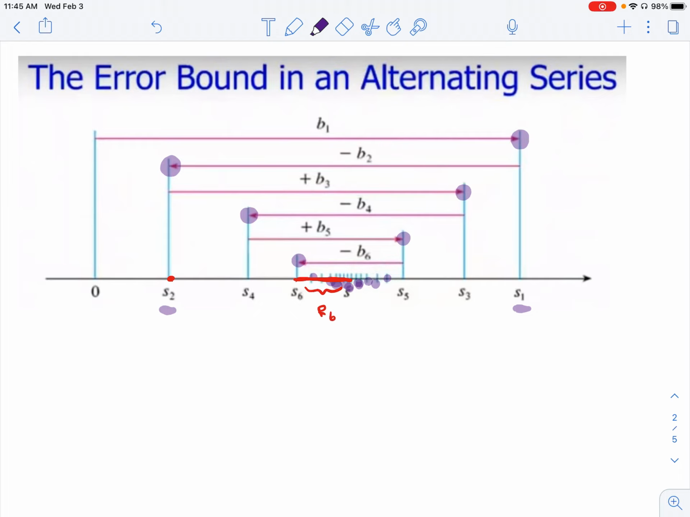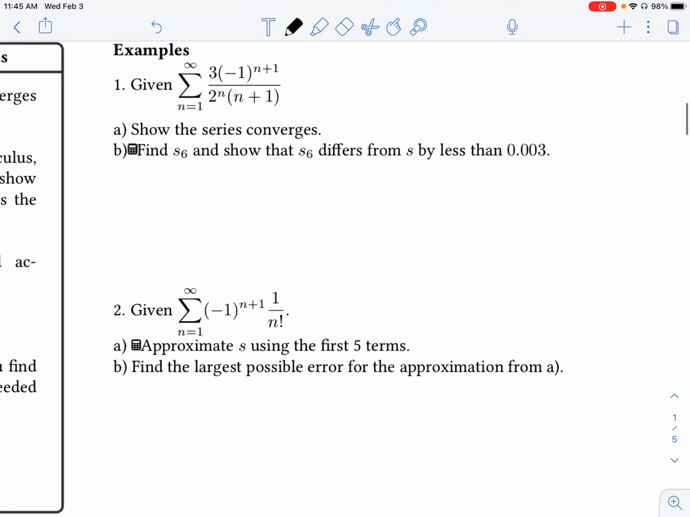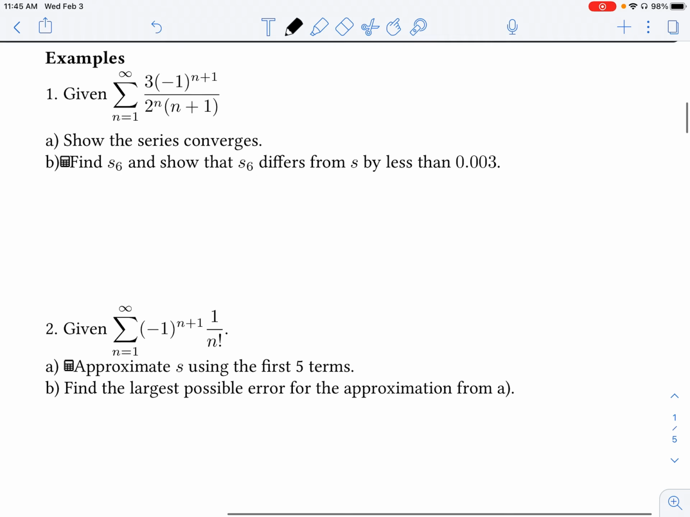Now, of course, in practice, we can't ever actually add up an infinite number of terms. That's why we're even having this conversation about using partial sums to approximate the sum of a series. What I want to do in this video now is go ahead and try a couple of practice problems, give us a chance to work through a few problems, and then you can try a few on your own and check solutions in Google Classroom.